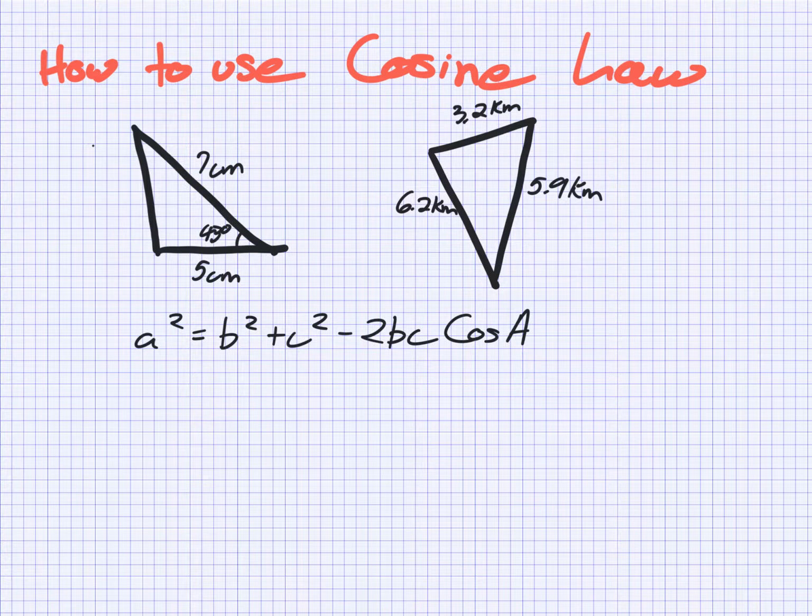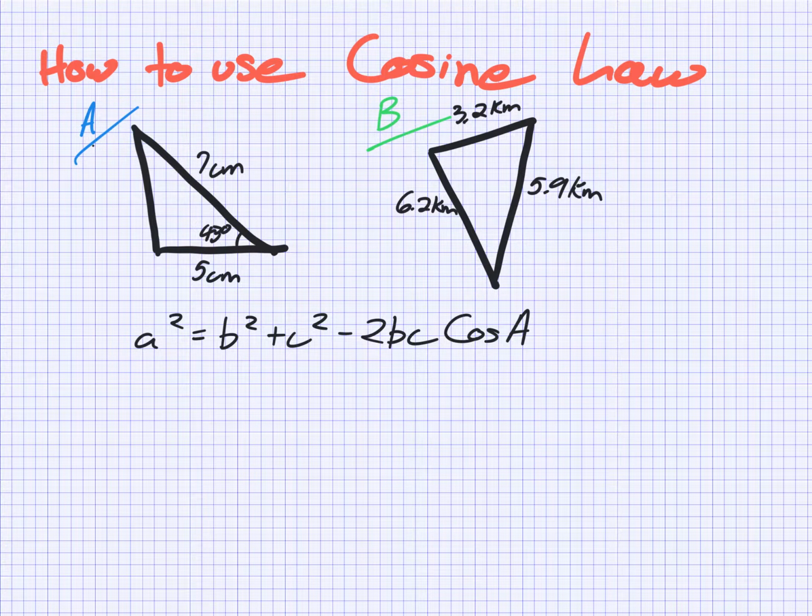Okay, how to use cosine law. So these are non-right angle triangles we've set up. And we talked about sine law, where you need that opposite ratio. If you don't have that opposite ratio, then you have one of these two scenarios happening. Let's call this scenario A and scenario B.